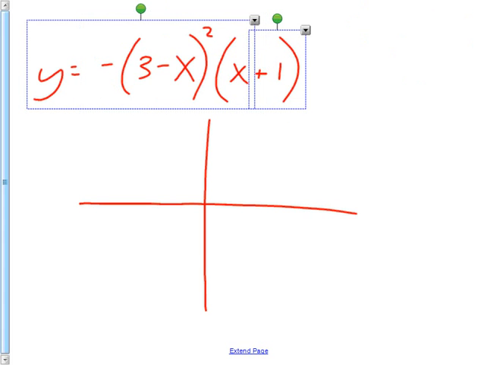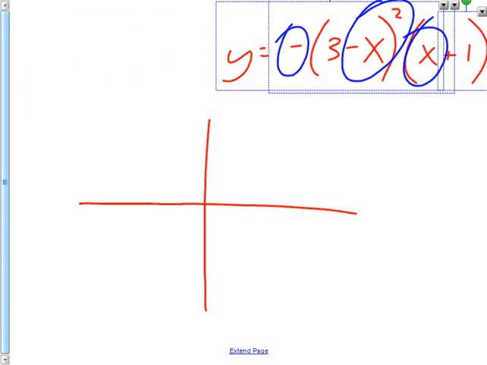Next thing. It's got a root at 3, if I put a 3 in there, that would be a root. If I put a -1 in there, that would be a root. Touches at 3, touches at -1. Going down on the right. Once eventually all the pieces come together, you'll know what to do.